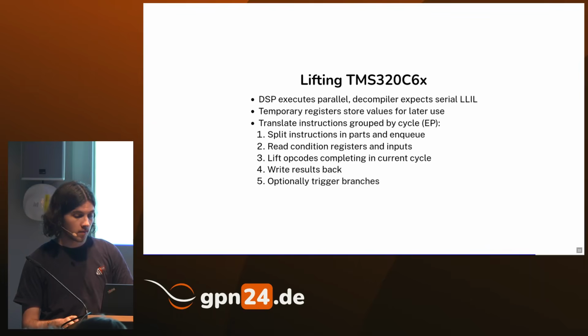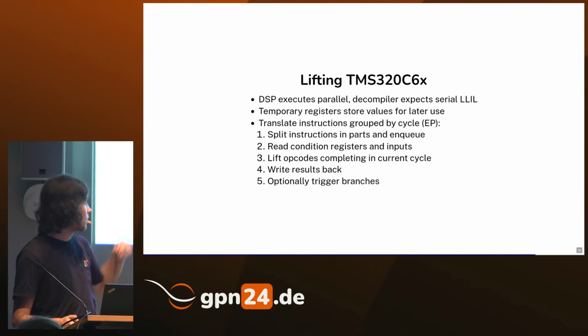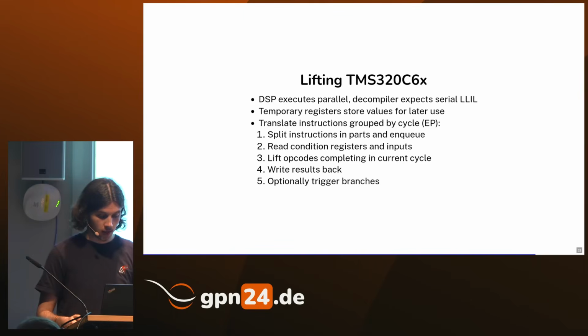We start with reading, for example, condition registers and inputs for the current instructions. Then we translate instructions that have every input available. Afterwards, we write back results of completed instructions. And if we have branches that execute in this cycle, then we apply them in the end, because when we apply a branch, that ends block translation for this block. So we want to do that in the end. If we have pending things we want to translate before, then we would add that before actually adding the branch.